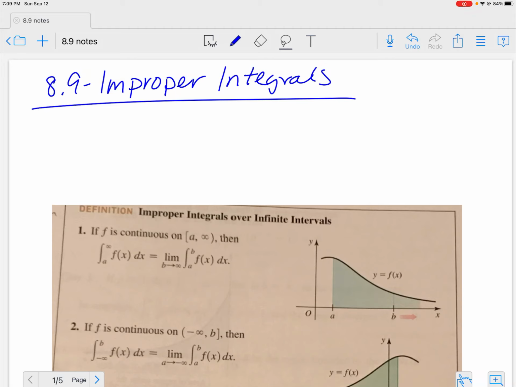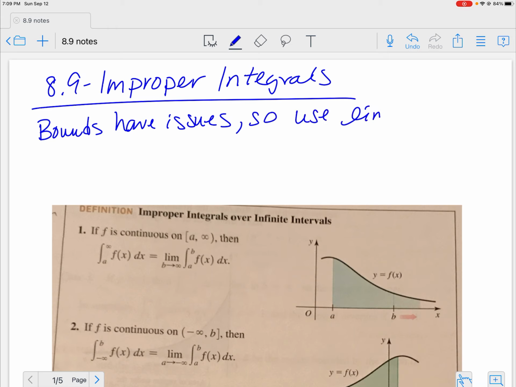Okay, last but not least here for chapter 8, let's do some improper integrals. Now here's the deal with improper, right? So there's something that's not going to be quite right. When you're looking for an improper integral, the bounds have issues. So there will be bounds. These are definite integrals, but the bounds have issues, so we are going to use limits.